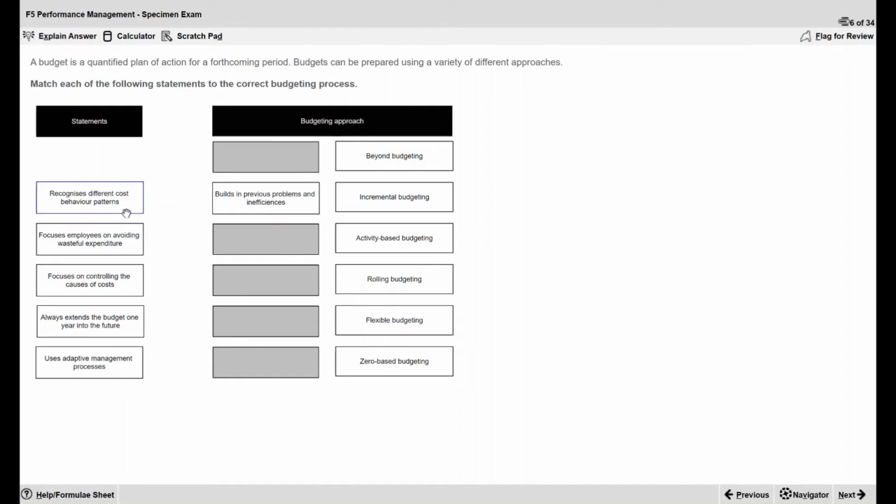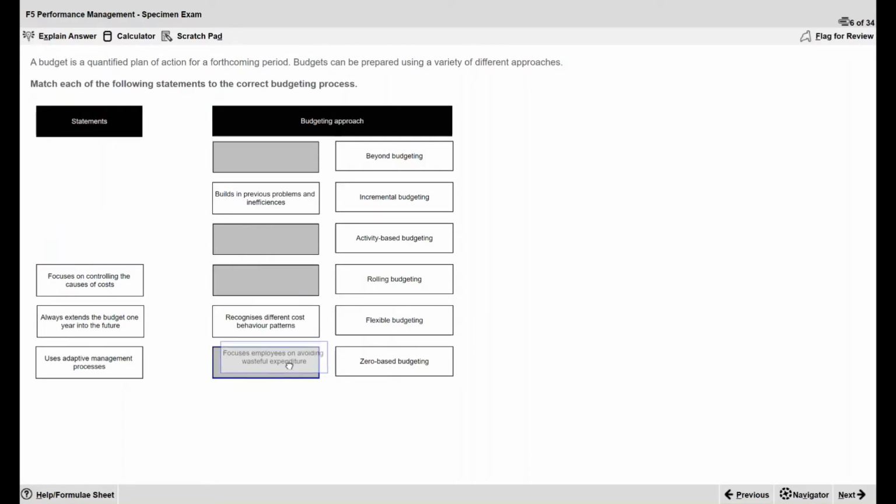Recognizes different cost behavior patterns. That would be flexible budget because we look at fixed, variable, semi-variable costs. Focuses employees on avoiding wasteful expenditure. That would be zero-based budgeting because we start with zero. We remove the previous inefficiencies.